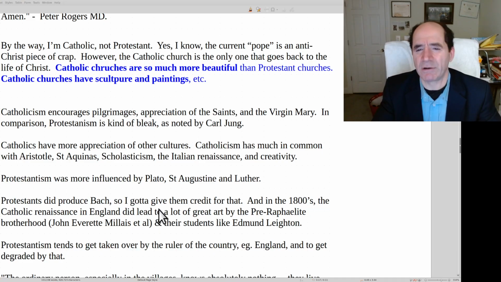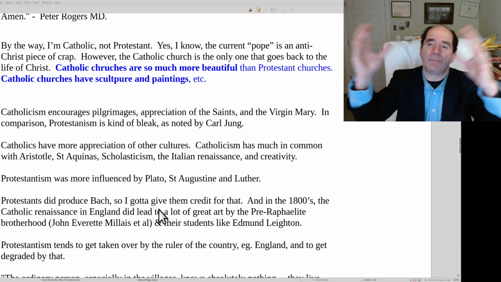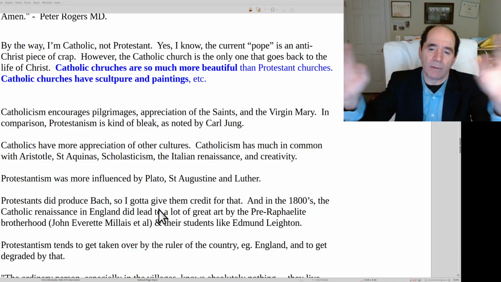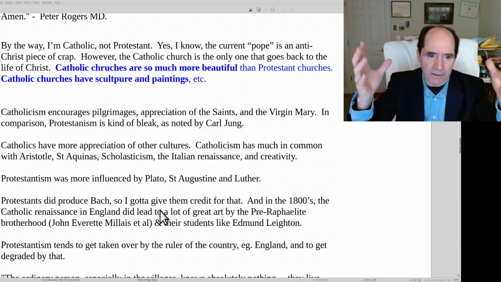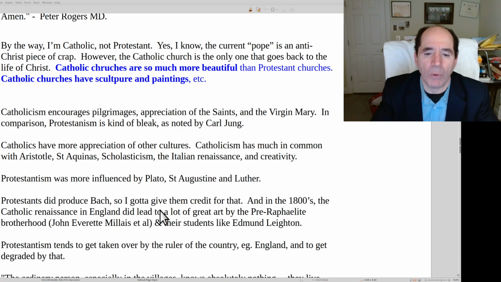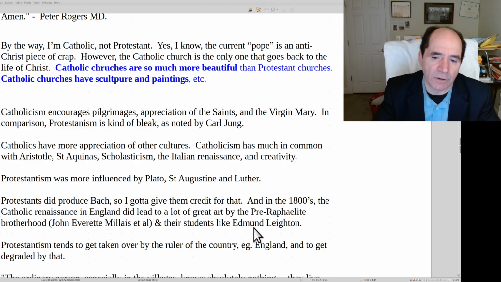But Protestantism in general was iconoclast. Icono meaning pictures and sculptures, and they would break them and remove them from the churches, whereas Catholicism has always been very pro-art and sculpture. Okay, in the 1800s, the Catholic Renaissance in England did lead to a lot of great art by the Pre-Raphaelite Brotherhood, John Everett Millais, etc. And they made magnificent art. And then they had lots and lots of students. One of them, for example, Edmund Leighton, was just a magnificent artist, often of chivalry type stuff.